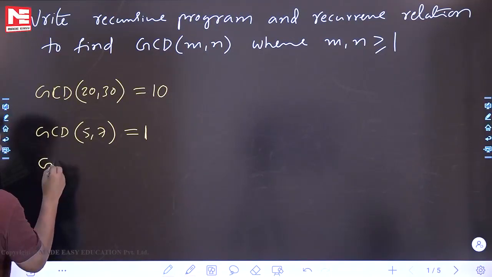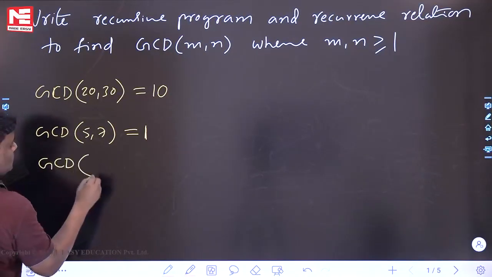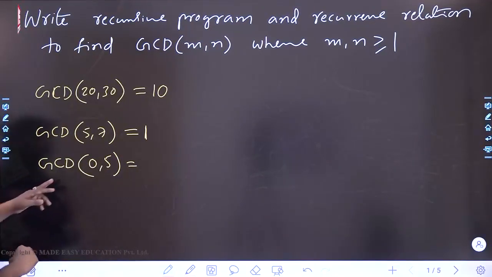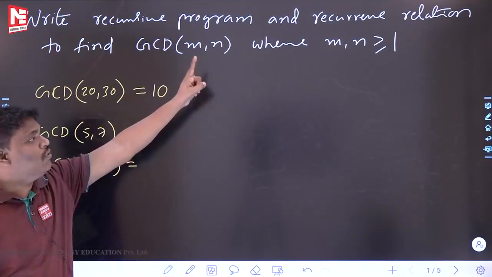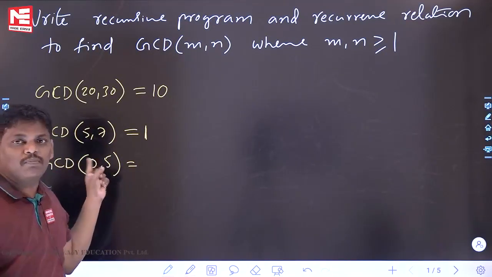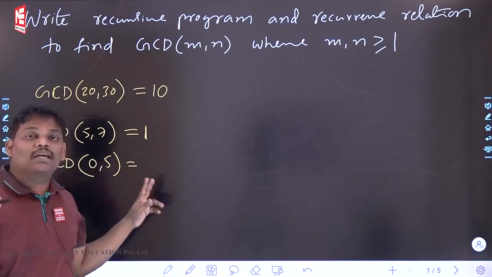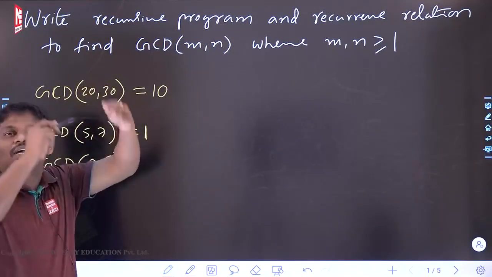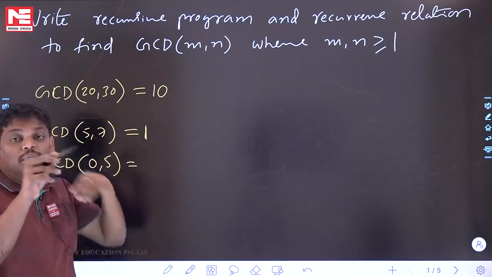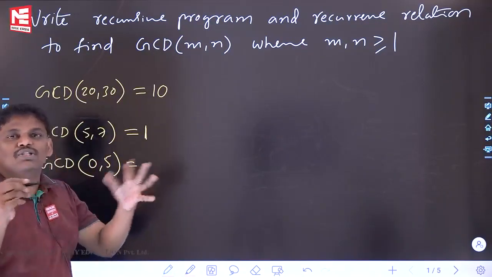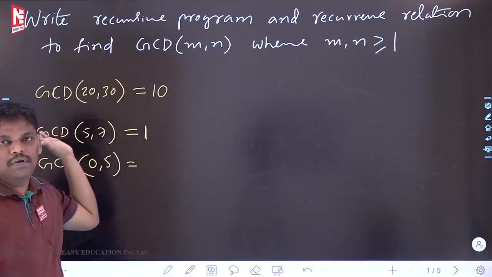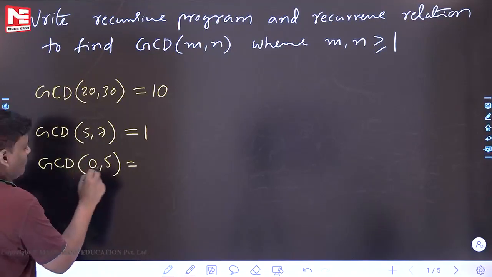Be comfortable with this also. What is the GCD of 0 comma 5? Some people are asking, sir, m, n greater than or equal to 1, so from where will you get the 0? I am not giving 0, but whenever this recursive procedure is going on, in the middle 0 may come. Please be careful. In the middle there may be a chance. Starting 0 is not there because m, n are greater than or equal to 1, but in the middle 0 may come. That is the reason I am talking about GCD of 0 comma 5.